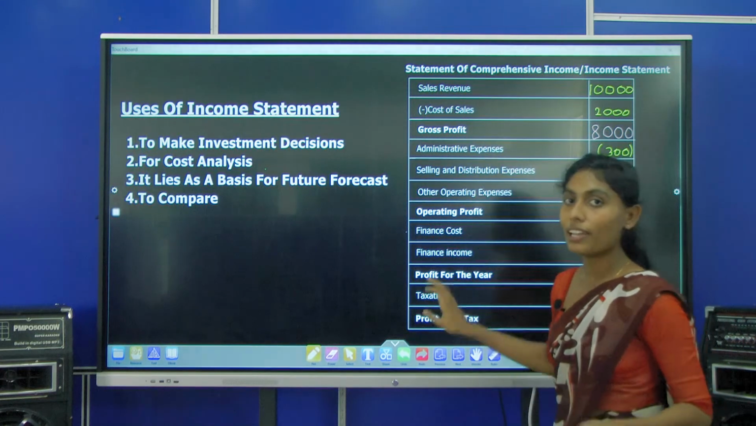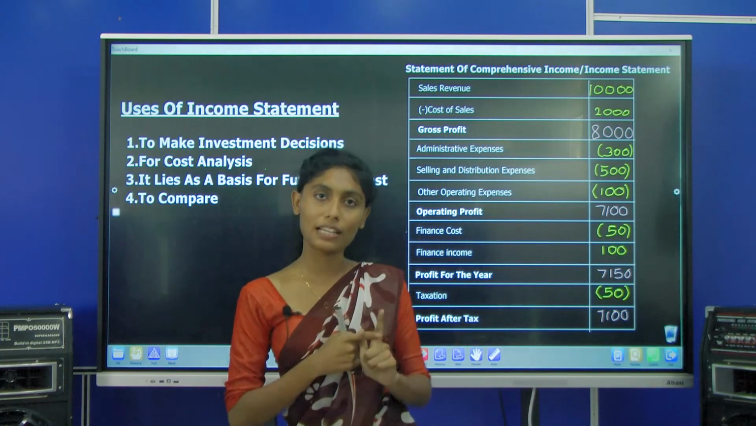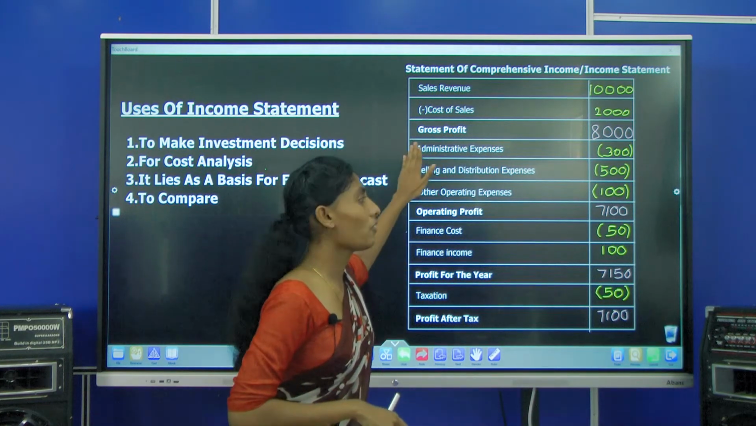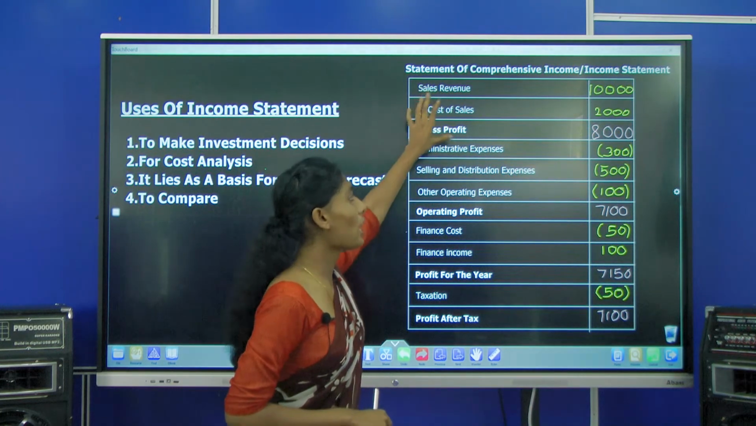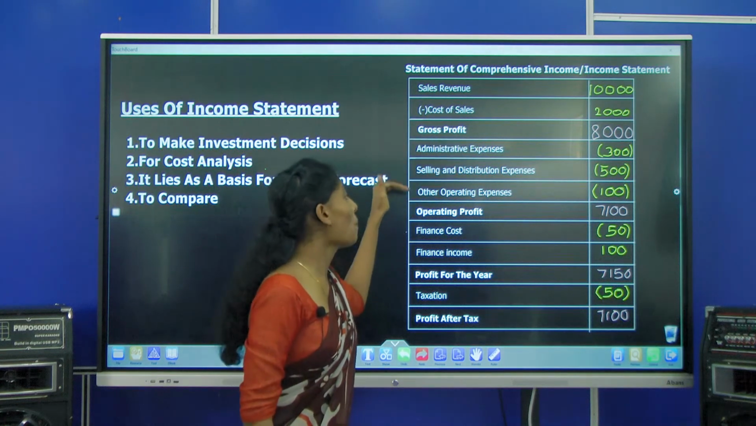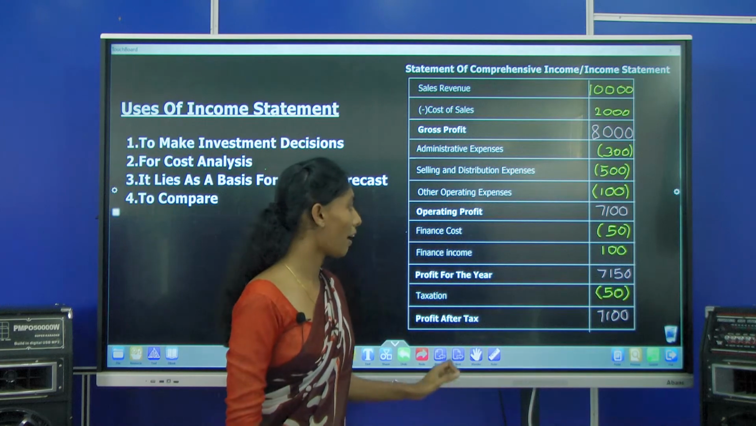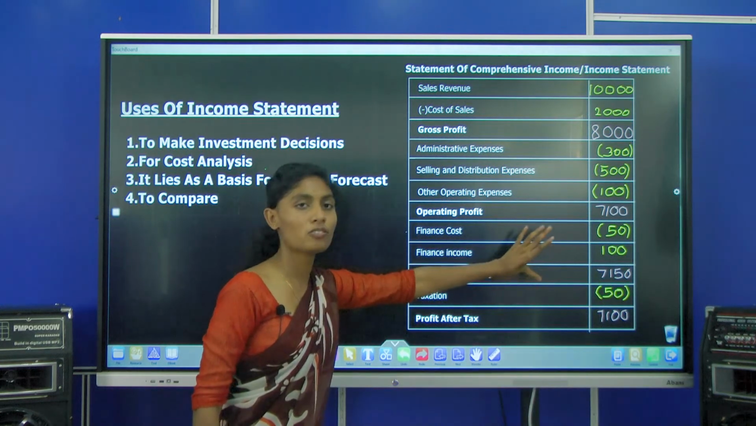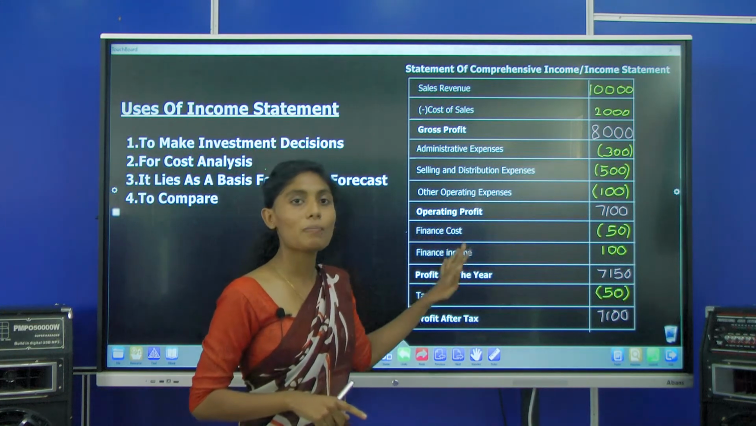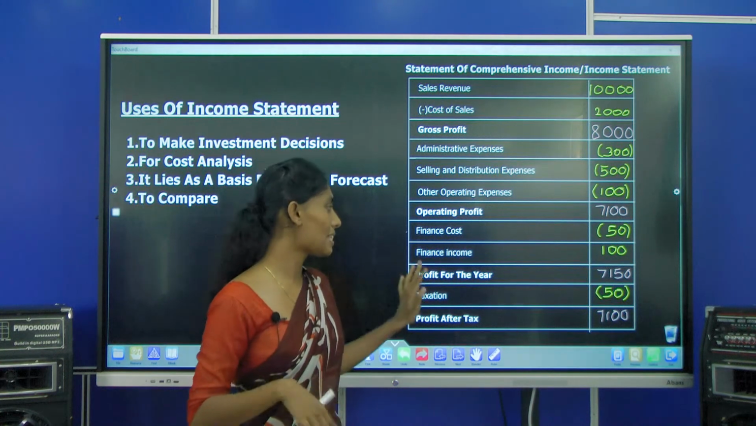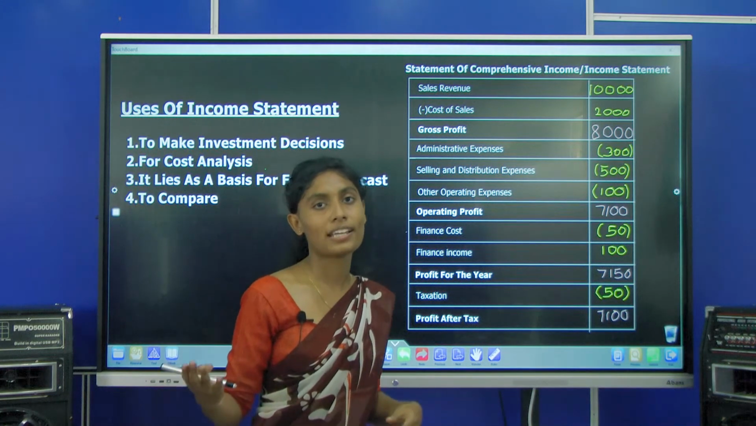I'll just give a summary again. It's a statement of income. We calculate gross profit and the operating profit. Gross profit is the difference between the sales revenue and the cost of sales. Here we identify the cost of business. In operating profit, after all the expenses, what is the remaining money that we have? And then we have the profit for the year, that is after our finance income or finance cost. If the bank is paying us money, that is finance income. If we are paying money to the bank, we call it finance cost.